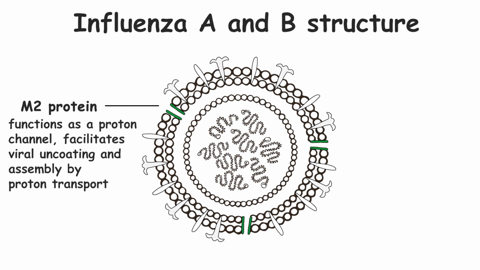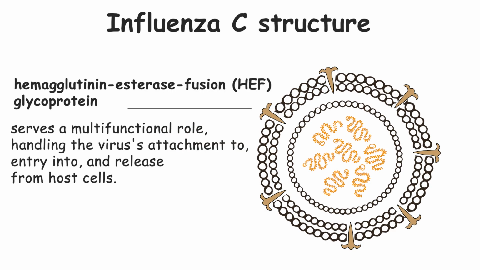Internally, A and B viruses both have 8 genomic segments. Influenza C viruses have only one external spike protein, HEF, which functions in viral entry and egress, and an ion channel M2 protein. Type C viruses have 7 internal genomic segments.